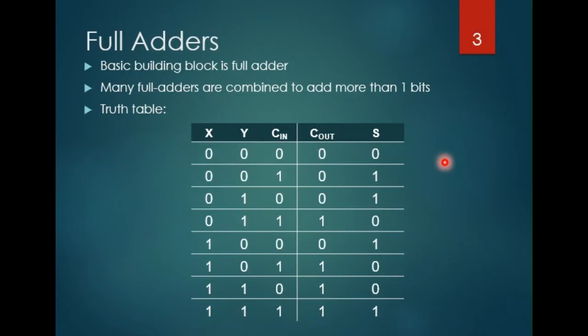Let's look at how to design a one-bit full adder. First, you have a truth table, and the inputs include input x, input y, and carry in, and it will produce sum and carry out. So 0 plus 1 plus 0 equals sum 1 and no carry. 1 plus 1 plus 1, for example, gives sum 1 and carry out 1.